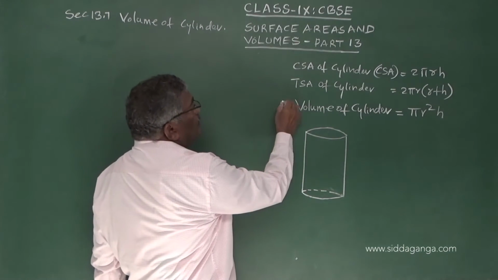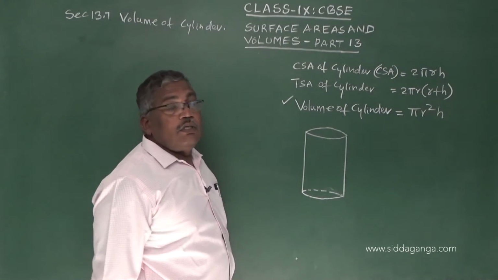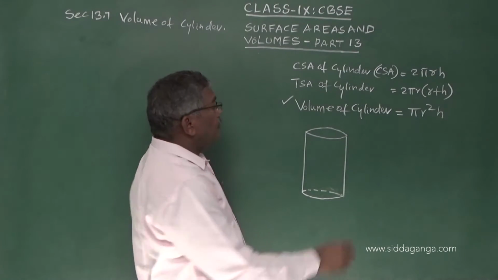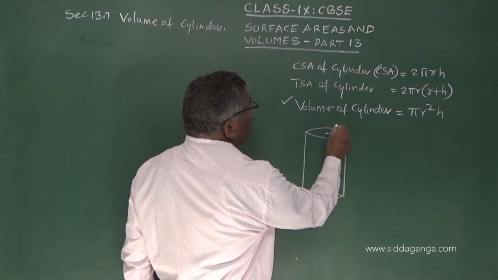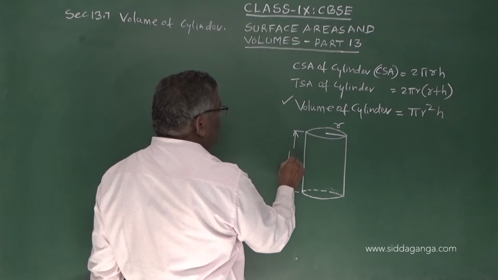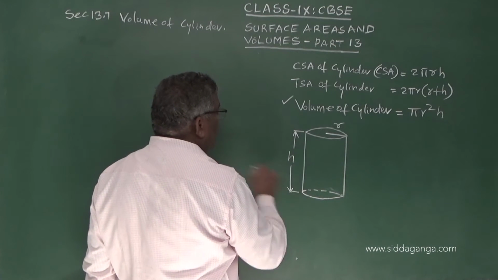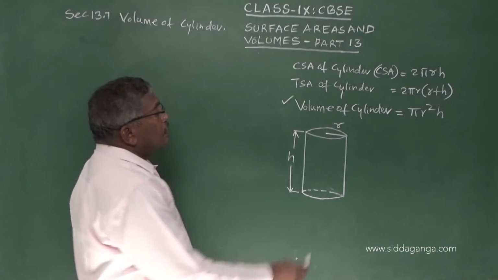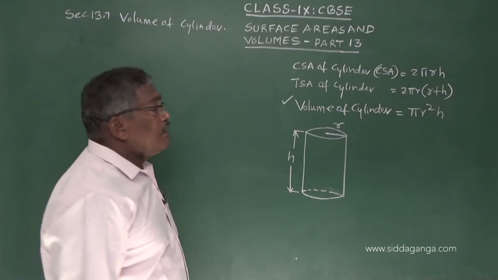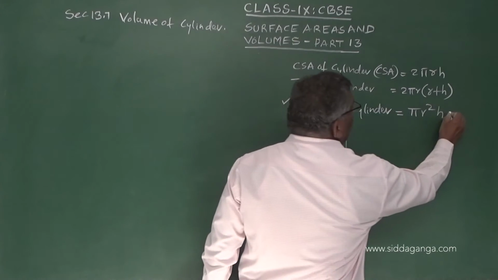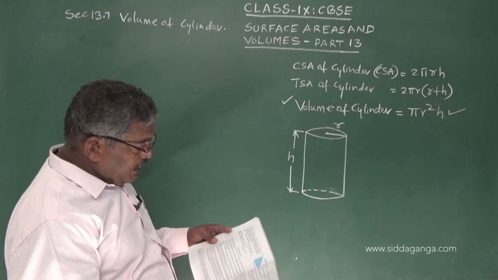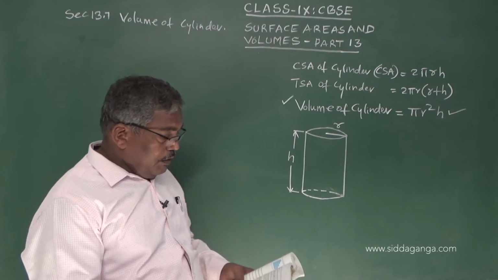Now we are discussing the volume of the cylinder. We know that the area of this one circle is pi r square. This is the radius, and from here to here is known as the height of the cylinder. So the volume is given by circle area multiplied by the height. This is the formula we are going to use for the volume of the cylinder, pi r square h. Based on this, we will take up some problems.